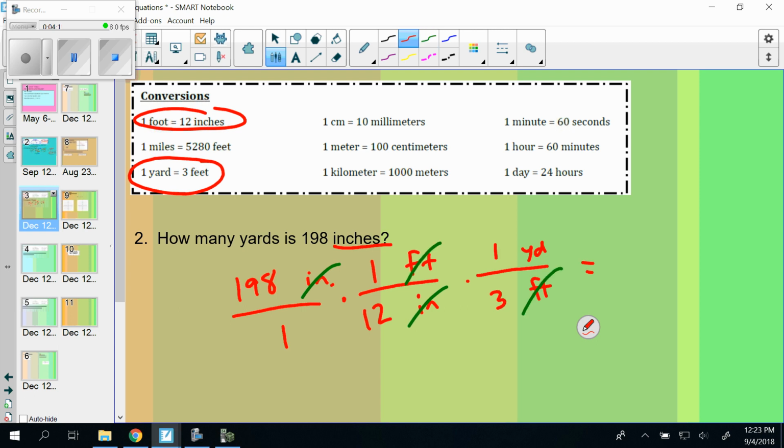So now multiply all the numerators. You get 198. Multiply all the denominators. 1 times 12 is 12. 12 times 3 is 36. Now if we divide that, we would get yards. And so dividing that out, you get 5.5 yards. So 198 inches is the same as 5.5 yards.